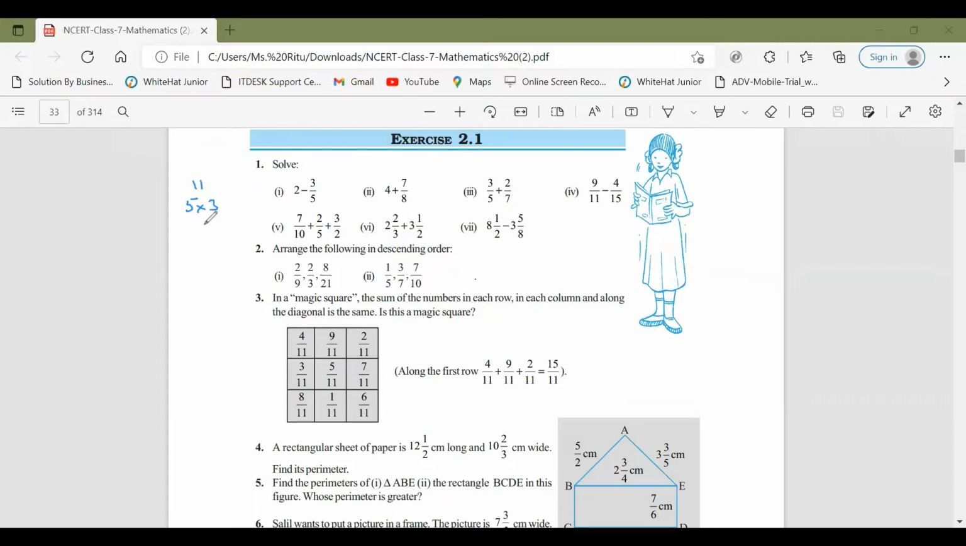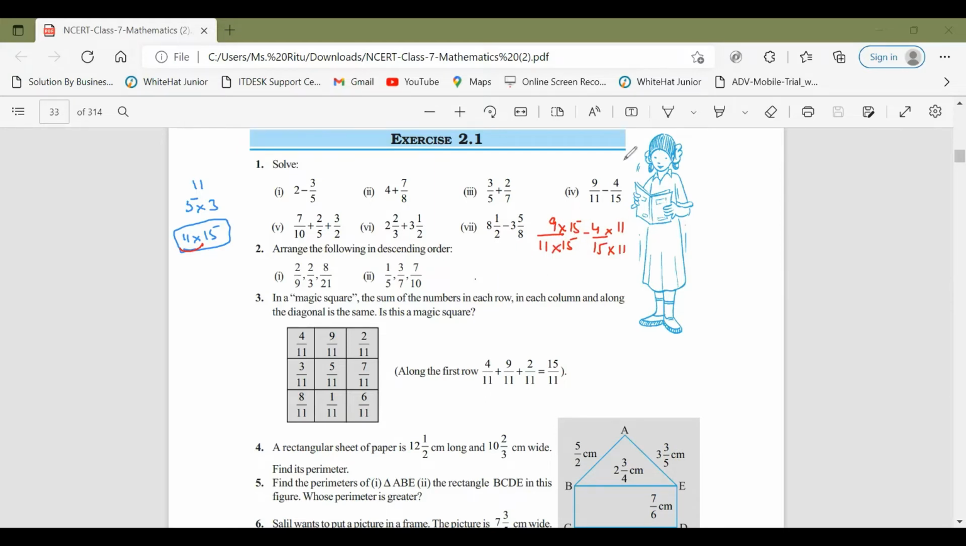multiplied by 15, right? So now we understood that we have to make this denominator. First of all, we'll make the denominator as 11 multiplied by 15. So 11 is already here, so we'll just multiply it with 15. And on the right side, 15 is already here, so we are missing this, so we'll multiply it with 11. Now the denominator is same of both the fractions.